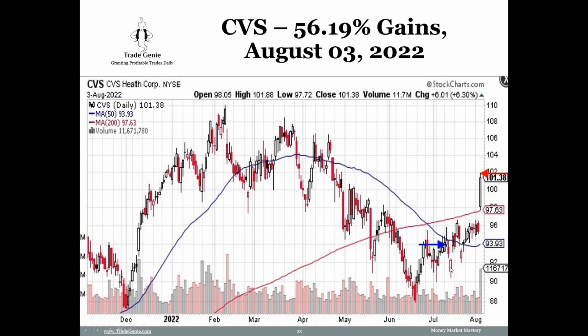So it closed here and it gapped down here. So there was a big gap down, but then gap up next day. So when the stock gaps down and then gaps up, that's your signal to go long. If the stock gaps up and then gaps down, it's a signal to go short. Because why did it gap up yesterday and today it's gapping down? That's a signal to go short.